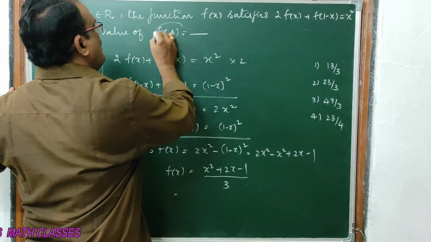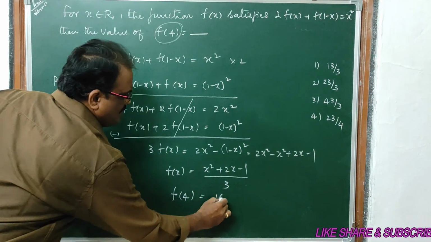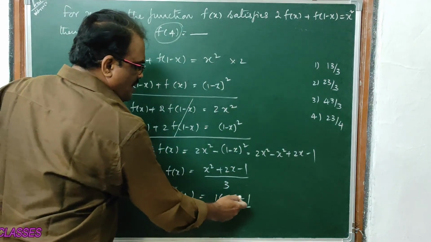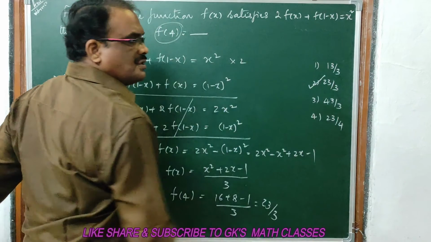So what are we required to find? f of 4. f of 4 is equal to 4 square, 16, 4 twos are 8, minus 1, by 3. 24 minus 1 is 23 by 3, that is the second choice.